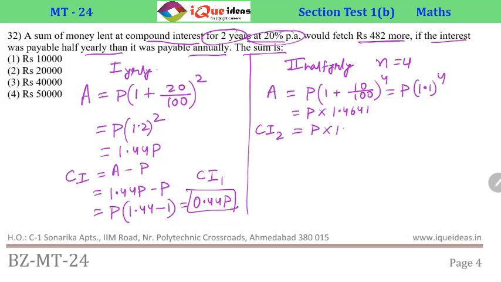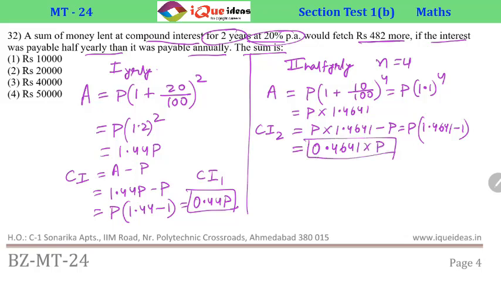So compound interest in the second case will be equal to P into 1.4641, that is the amount, minus P. So if I take P common, it will be 1.4641 minus 1. So this comes out to be 0.4641 into P. So the compound interest in the first case is 0.44P. In the second case, 0.4641P. The difference of those two values is 482, right? So 0.4641 into P minus 0.44P is equal to 482.